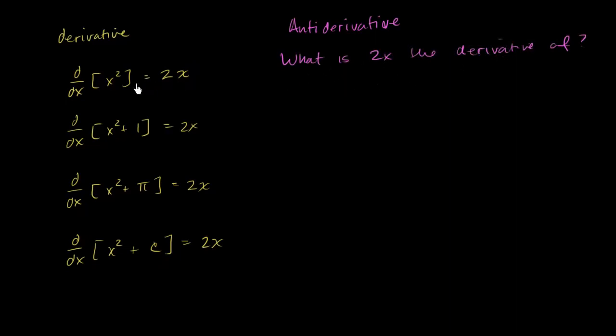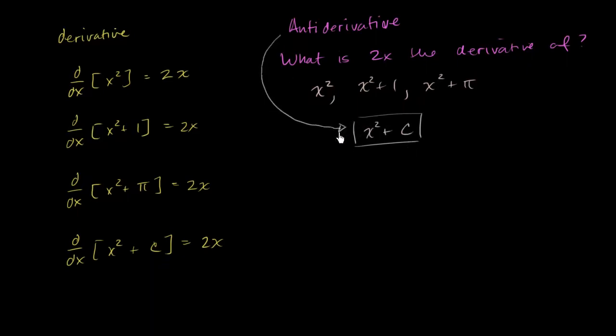And so you could say, well, 2x is the derivative of x squared. But you could also say 2x is the derivative of x squared plus 1. You could also say that 2x is the derivative of x squared plus pi. I think you get the general idea. So if you wanted to write it in the most general sense, you would write that 2x is the derivative of x squared plus some constant. So this is what you would consider the antiderivative of 2x.